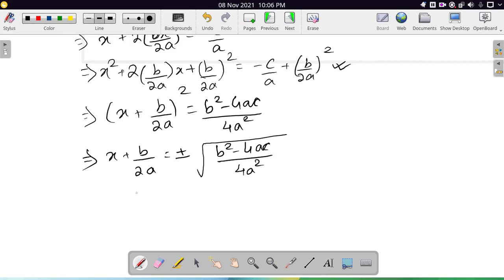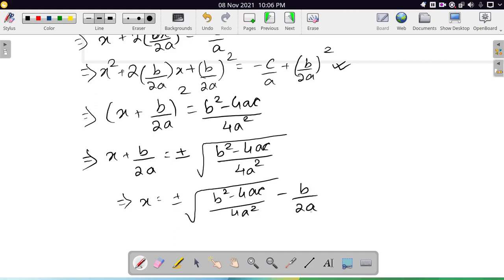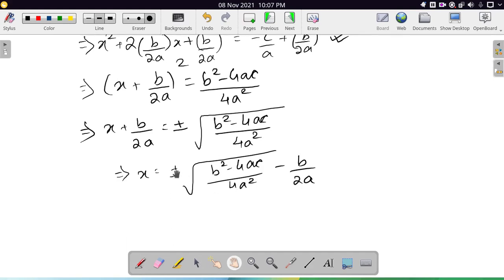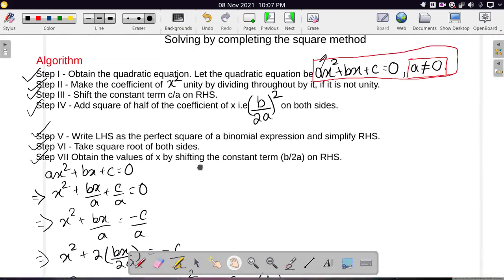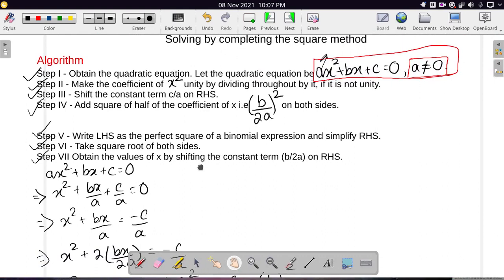Now if you want to obtain the value of x from here, it's very easy. x is equal to plus minus root over b square minus 4ac by 4a square minus b by 2a. This is the value of x. We will have basically two values of x. Once we have to consider the positive value of x, and then we have to consider the negative value of x. So it's pretty simple. So this part is done. This is the general form. That is how we solve quadratic equations by the completing the square method.